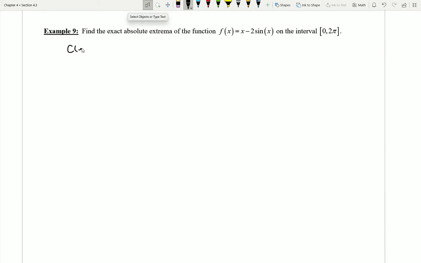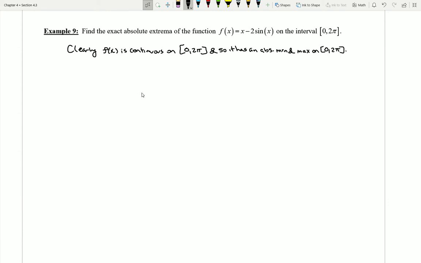So we can see here that clearly f of x is going to be continuous on the interval from 0 to 2 pi. And so it has an absolute min and max on 0 to 2 pi. That's what, again, the extreme value theorem is telling us. So to figure out where those absolute mins and maxes are, we calculate our derivative. So we calculate, let's see, f prime of x here.